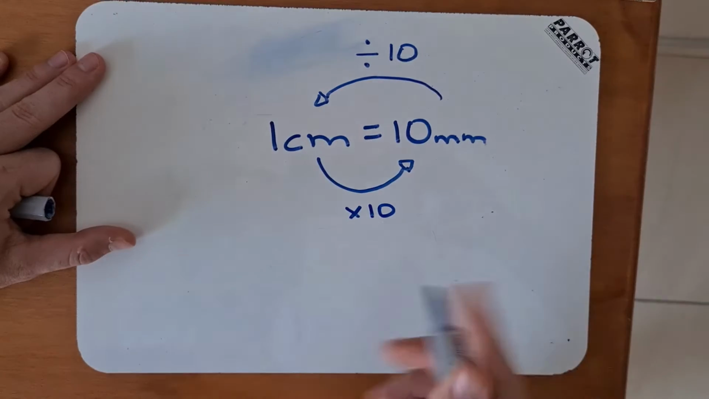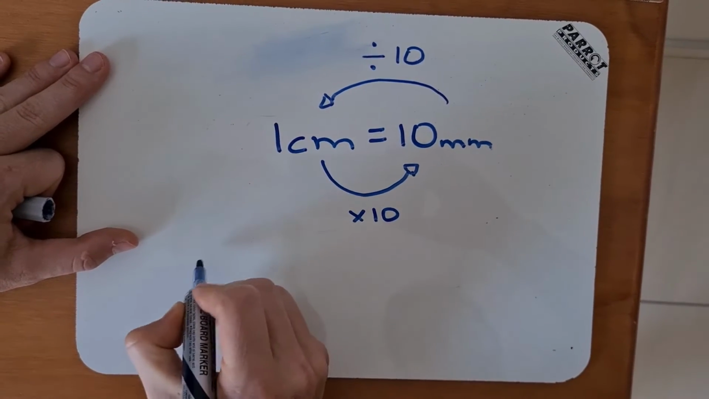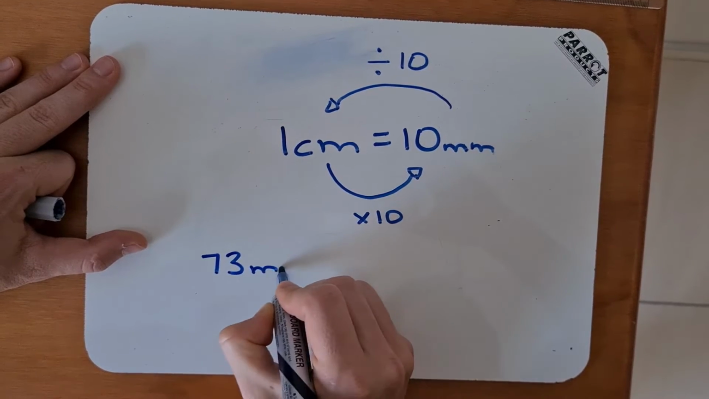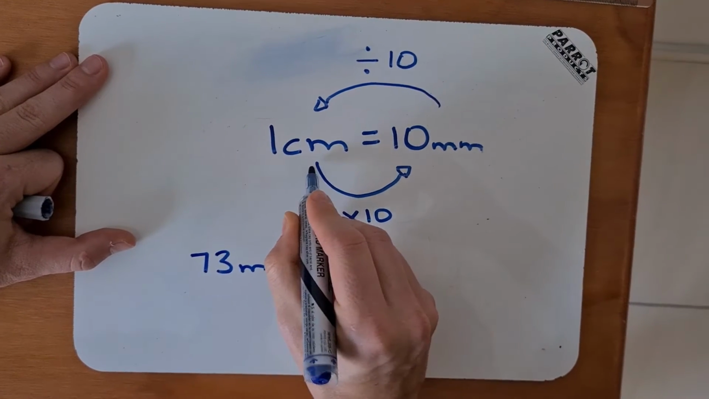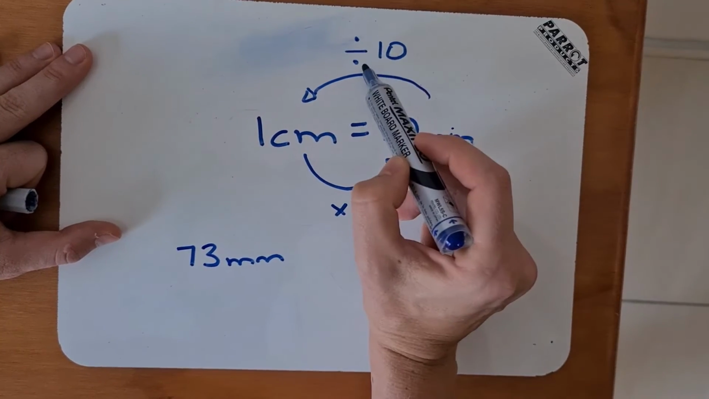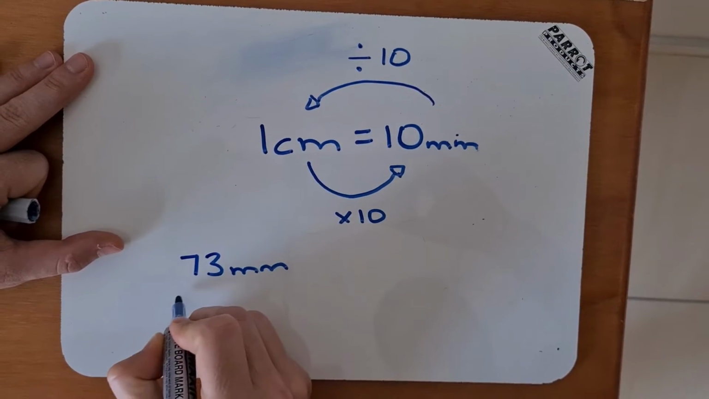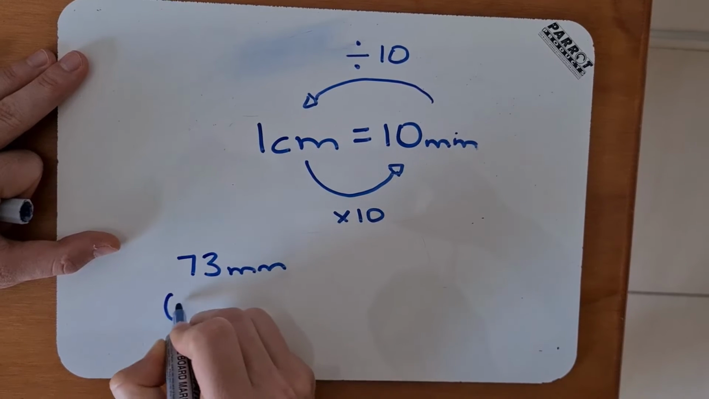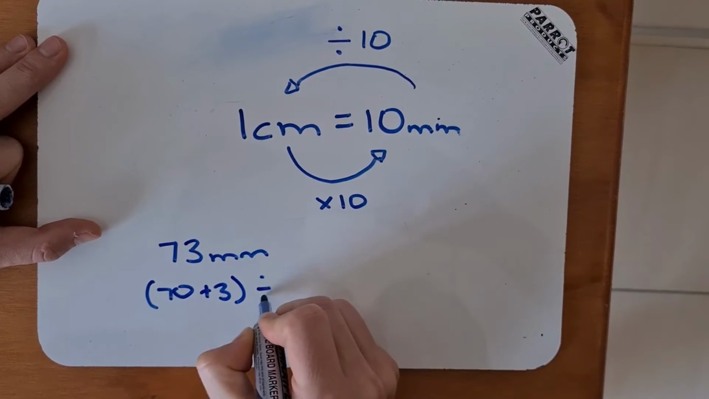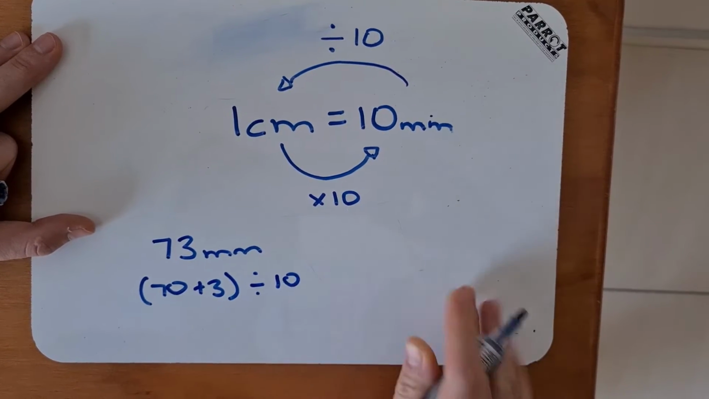Okay, so if I give you an example of this, I'm going to start with an example of millimeters. If I have 73 millimeters and I want to change that into centimeters, I'm going to need to go from millimeters to centimeters. It's divide. Okay, so 73 is the same as saying 70 plus 3. And now we're going to divide it by 10.